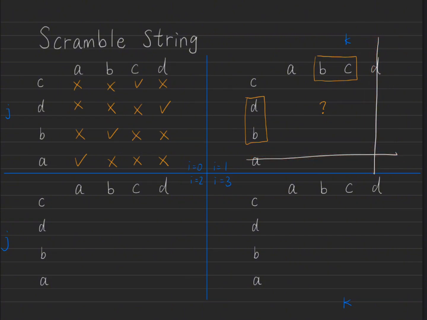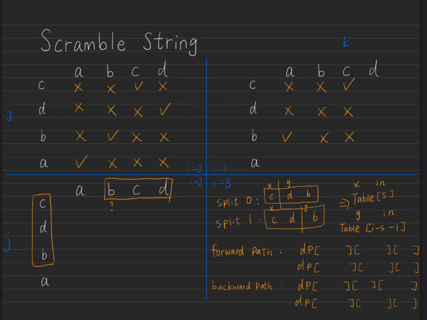Note that when the length of substring is 2, there's only one way to split it. Because of that, I'll skip this table and jump right to the third table to show us how to build the DP array. I filled out the first two tables, so let's build the third table together. We'll look at the example where i equals 2, j equals 0, and k equals 1.